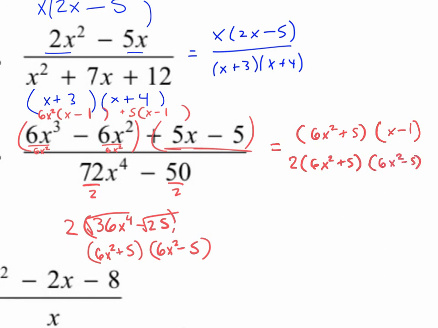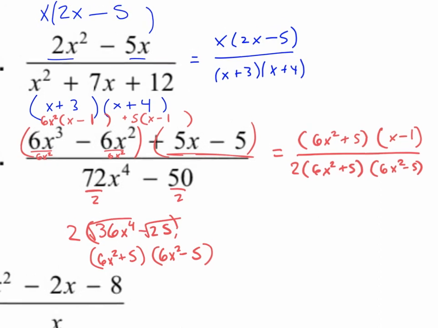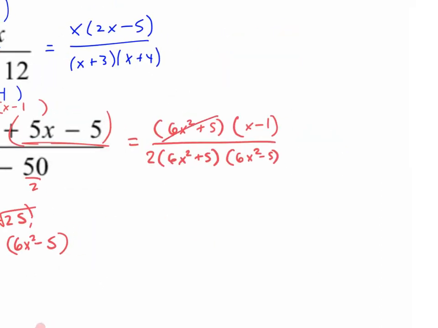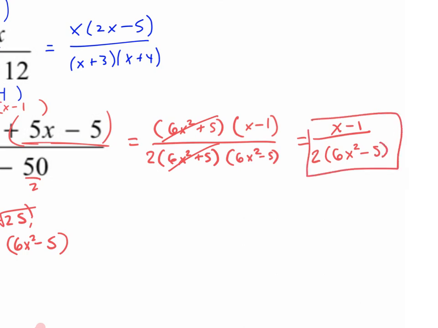Anything in common on the top and on the bottom? 6x squared plus 5. So these cancel. And then, what are we left with on the top? X minus 1. And on the bottom, we have 2 times 6x squared minus 5. So that's our answer. And then we have to set 6x squared plus 5 not equal to 0.